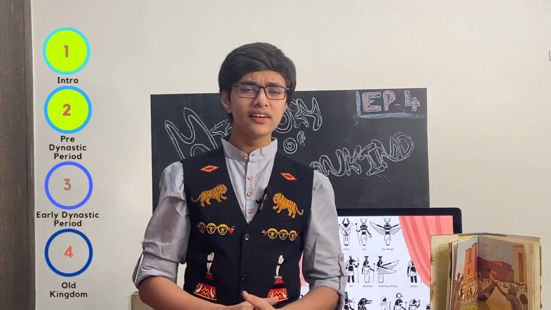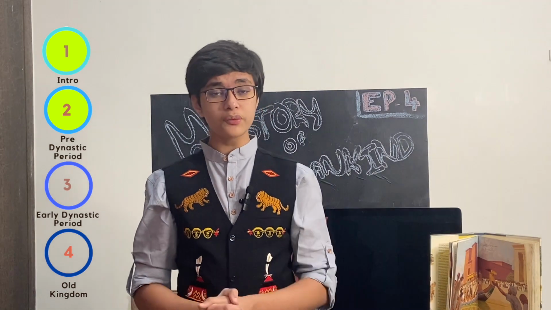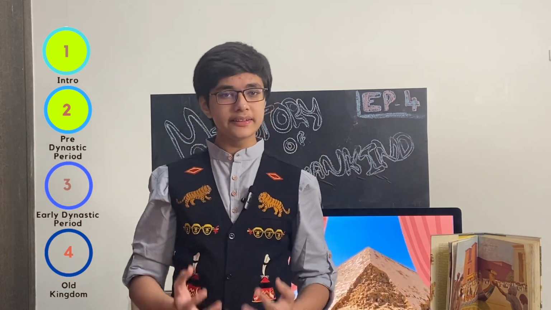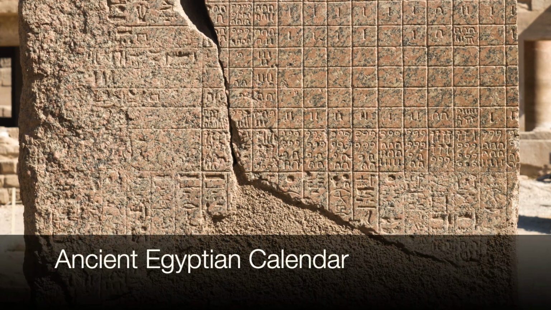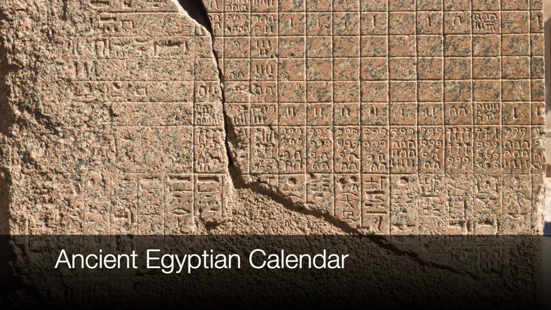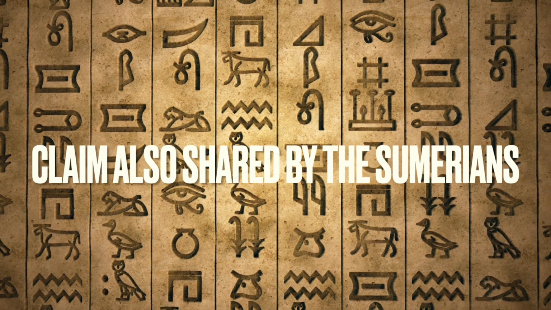And hence, the conquering of Lower Egypt by Upper Egypt in 3150 BCE began the dynastic period in Egypt, or more specifically, the early dynastic period. It is said that the kings of the early dynastic period invented the format of a calendar, though keep in mind that this claim is also shared by the Sumerians.